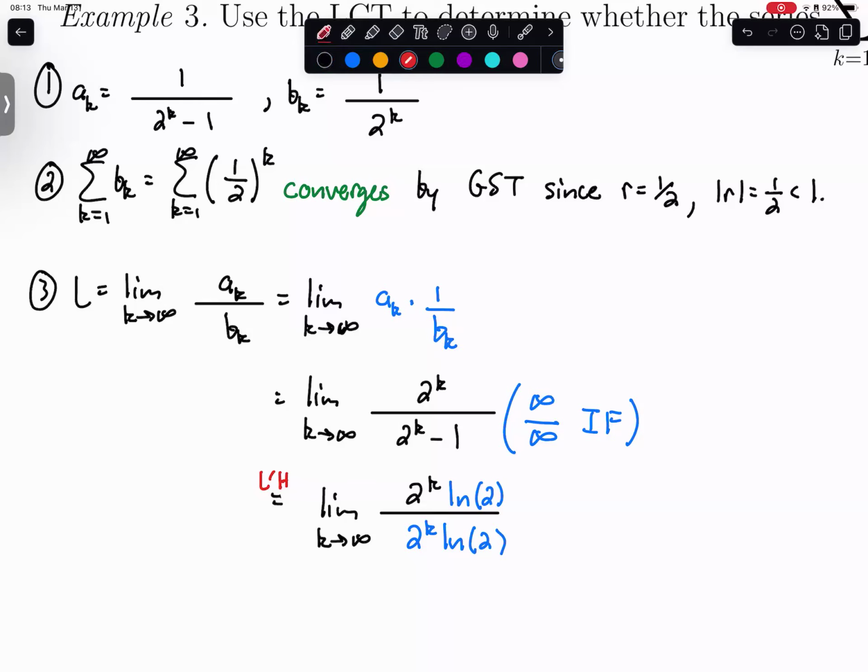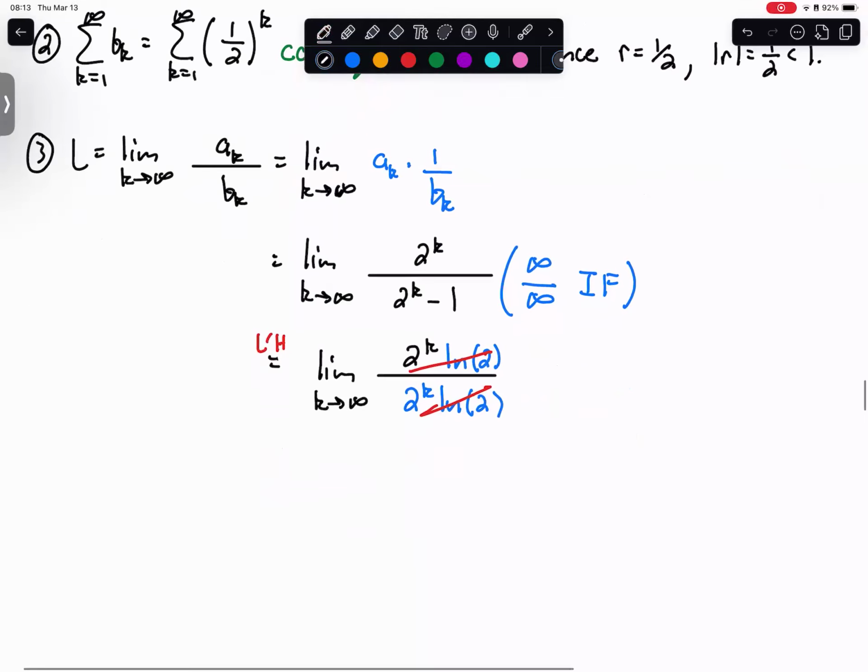But you can quickly see that I have the same term in the numerator and denominator. Those two terms cancel. That would give me the limit of the constant 1, and I would get that the limit, or my L, is equal to 1.